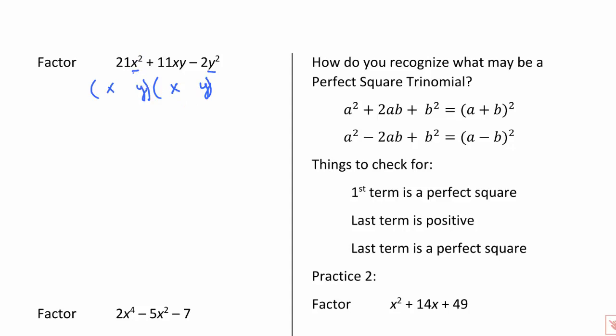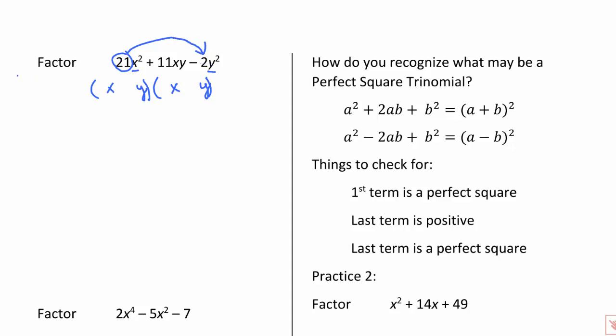Now again, we still need to look for a common factor. 21, 11, and 2 share no common factor, and x squared, xy, and y squared share no common factor. Therefore, there is no common factor. Fantastic. That means I can use bottoms up. So I'm going to take this 21 and move it over here and multiply by the negative 2.